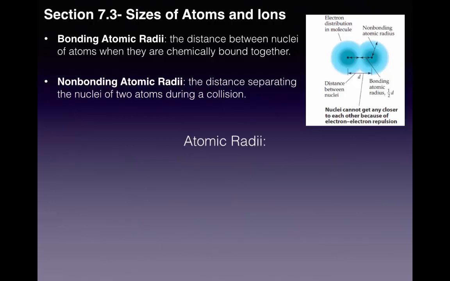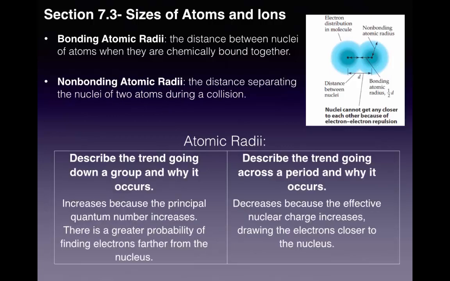So let's talk about atomic radii and the trends that you can see in the periodic table. Now, we're first going to talk about as you move down a group. As you move down a group, the size of the atomic radii increases. It increases because the principal quantum number also increases. There is a greater probability of finding electrons farther from the nucleus, and therefore, as you can imagine, the size of the atom has increased.